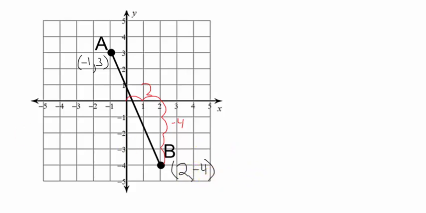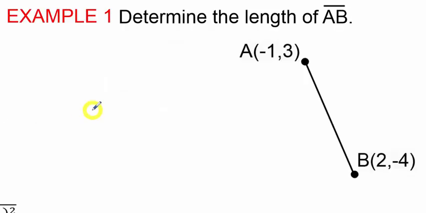Let's try an actual example. The first example that we're going to use is right here. When we look at the question, it says determine the length of segment AB. So that's what's in the diagram, the segment from point A to point B. And because I noticed that keyword length, that's the hint that tells me that we need to use the distance formula.